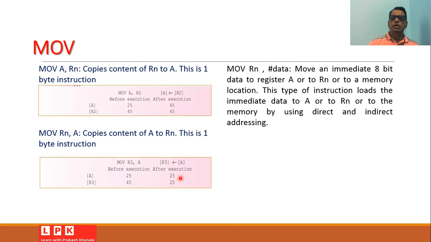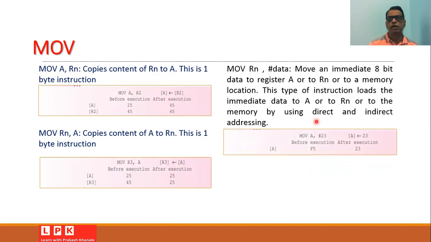There is another form of the instruction, MOV Rn, #data. In this instruction, we supply the immediate data. The data is supplied immediately after the hash symbol. This data can be moved either to the accumulator A, or to any other register, or even to any memory location. Since the data is immediately supplied, it can be moved to any register by making use of immediate addressing.